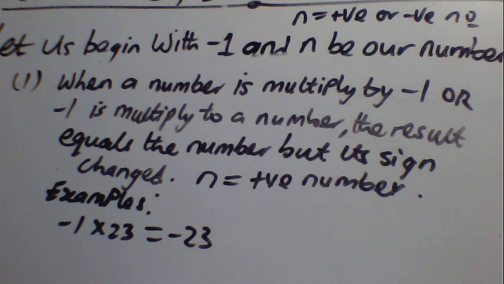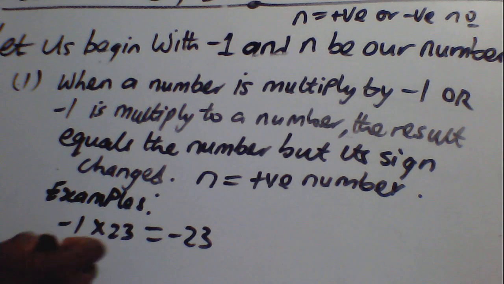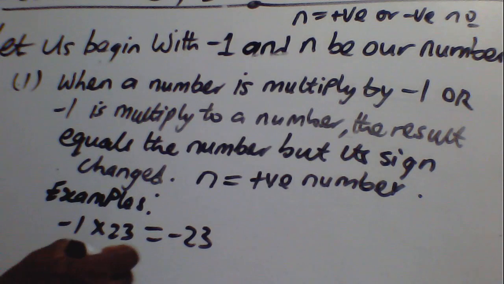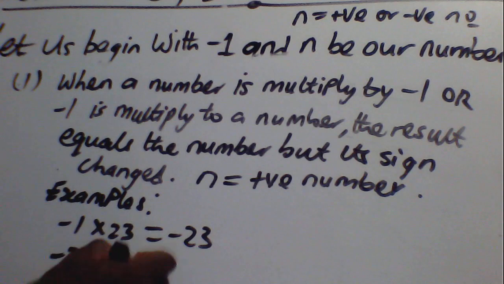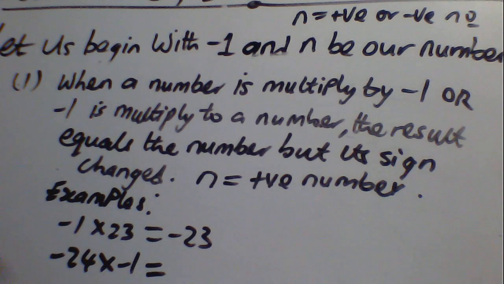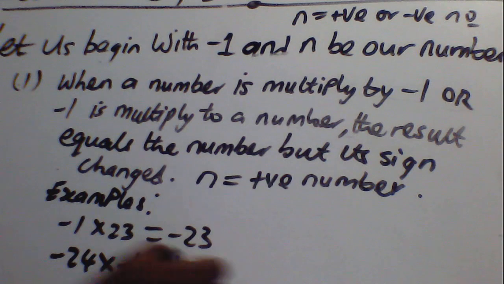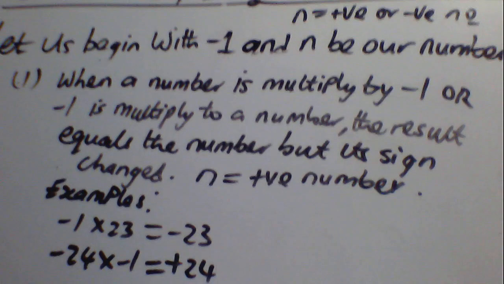So our n is equal to what? A positive number. Another example is minus 24 multiplying to minus 1. The result is equal to what? Plus 24. You can read the sentence again.